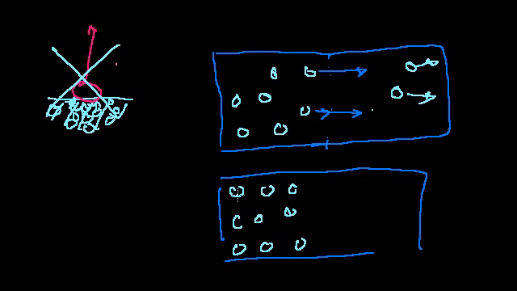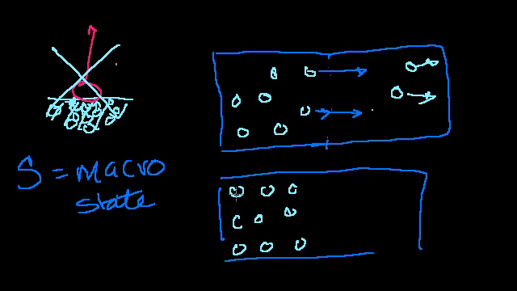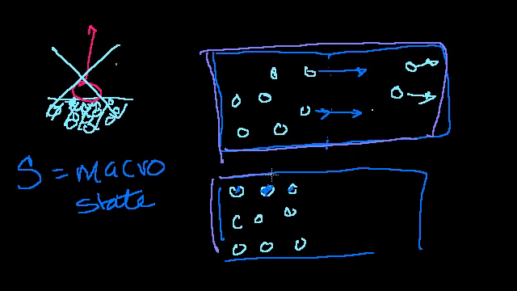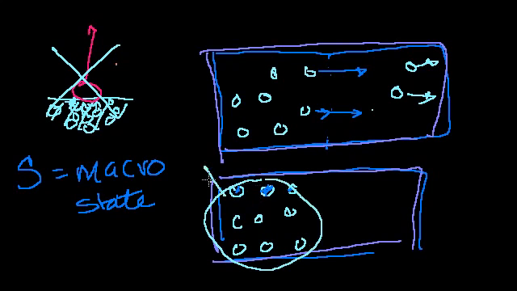And even more, and I want to make this very clear, S is a macro state. We never talk about the entropy of an individual molecule. If we know what an individual molecule is doing, we shouldn't be worried about entropy. We should be worrying about the system as a whole. Even if we're not looking directly at the molecules, we won't even know that this actually happened.